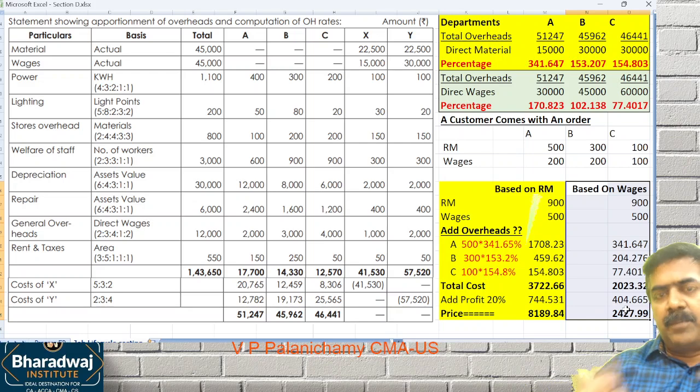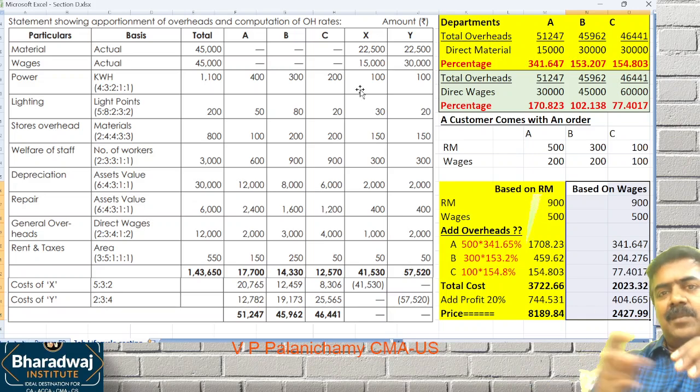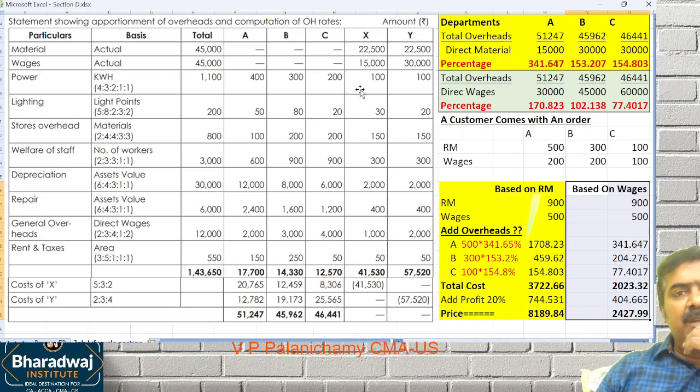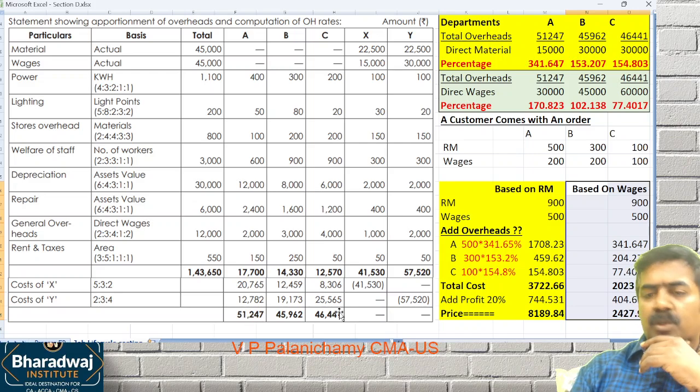Now, to sum up, listen. First, what do we do? Primary distribution. We take service department expenses, direct expenses, then indirect expenses we apportion, and we get the total. Then what do we do? X and Y do not have customers. Their customers are production departments. We reallocate expenses of X and Y to the production department. X's expenses and Y's expenses are reallocated to which department? Production department. Then we get the total overheads of A, B, C.